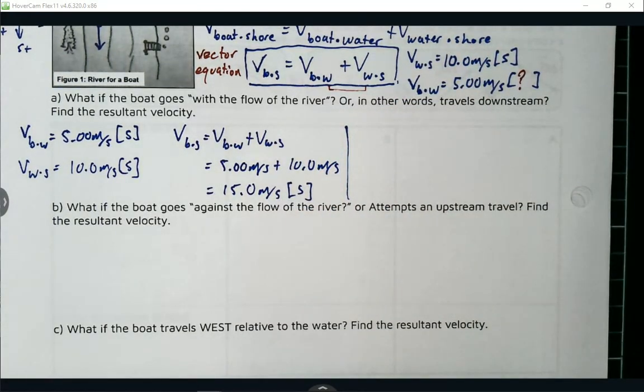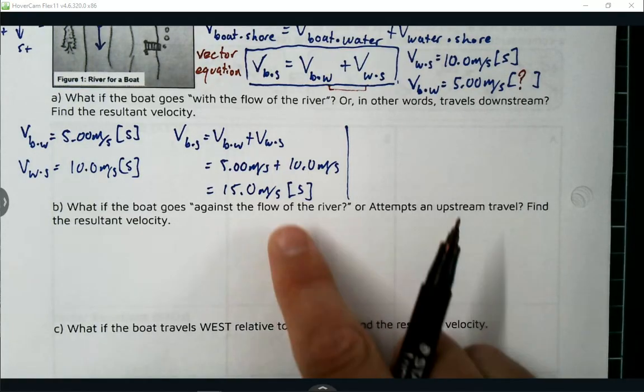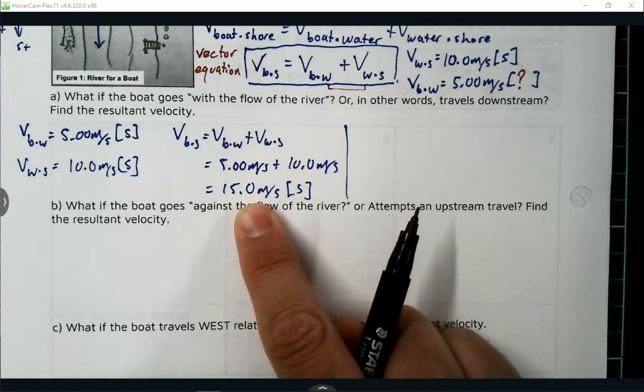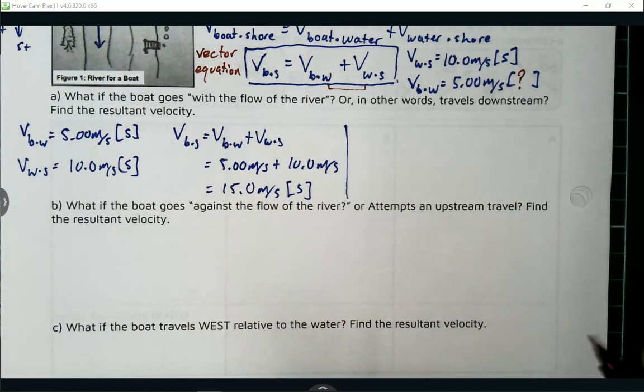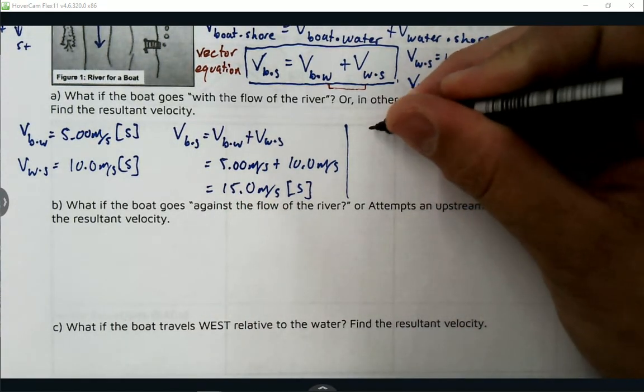I know realistically, this is fast. You ever been in a canoe and you're going at 15 meters per second? I haven't. So these are not realistic numbers. These are nice round numbers just for the sake of conversation, okay? Anybody who's an experienced canoeist knows that this is not realistic. This would be like whitewater rafting and then some, okay? This would be fantastic. 15 meters per second.